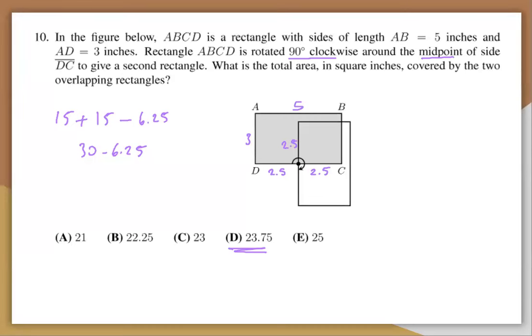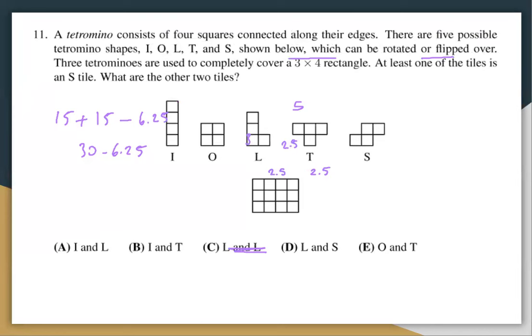Okay, so let's see the next problem. We have a tetromino, which consists of 4 squares connected along their edges. There are 5 possible shapes, which I guess are below, which can rotate or flip over, and then 3 are used to completely cover a 3 by 4 rectangle. At least one of them has to be S, and then what are the other 2?